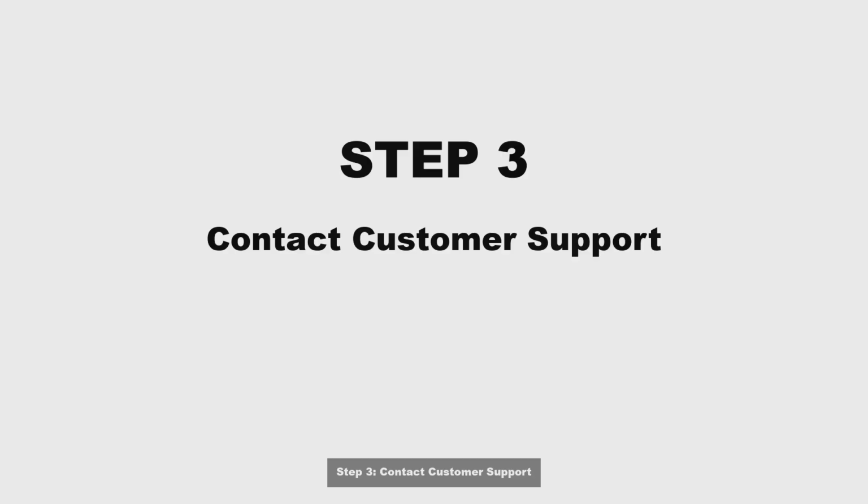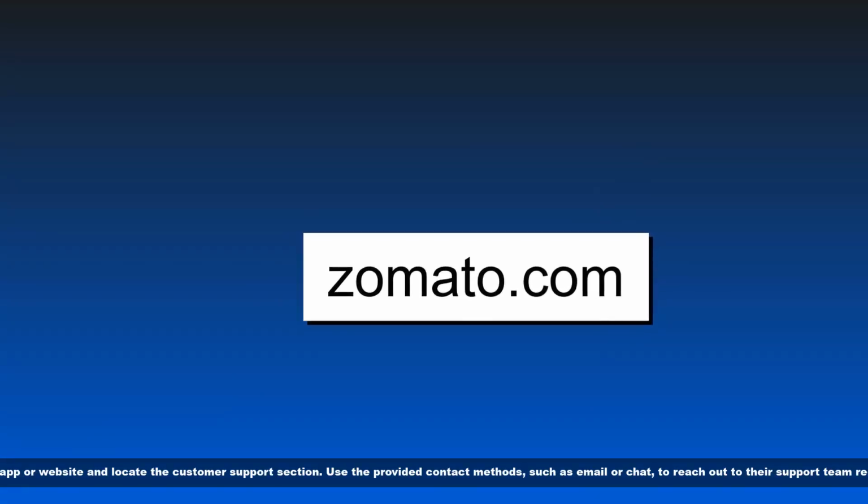Step 3. Contact customer support. Visit the Zomato app or website and locate the customer support section. Use the provided contact methods such as email or chat to reach out to their support team regarding your ban.